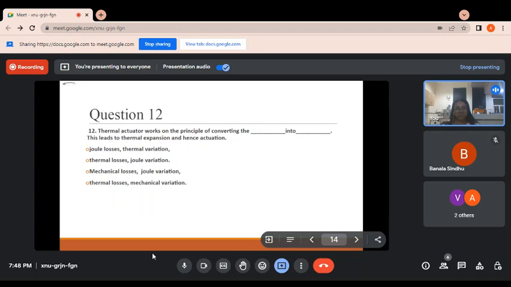So this is our question number 12. The thermal actuator works on the principle of converting dash into dash. This leads to thermal expansion and hence actuation. The first option is Joule losses into the thermal variation. The second option is the thermal losses into the Joule variation. The third option is the mechanical losses into the Joule variation. And the fourth option is thermal losses into the mechanical variation.